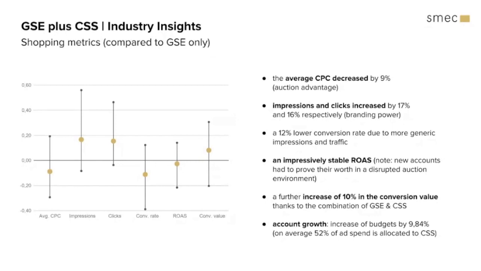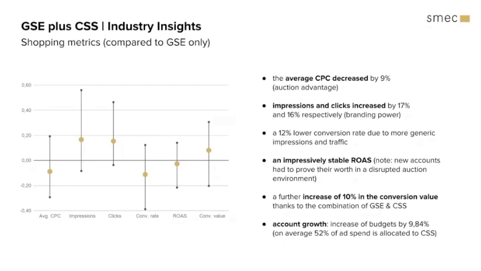We saw a 12% lower conversion rate due to the fact that more generic impressions and traffic were being generated by the CSS. Now, of course, a 12% lower conversion rate might look like something negative, but in fact, it's nothing to worry about if you're using CSS in the right way. A lower conversion rate just means that efficiencies and metrics and ratios are being calculated differently, and the lower conversion rate could mean that it was specific and planned for. But in general, with these merchants that we're showing you here today, that's what we saw as a conversion rate change from the CSS launch.